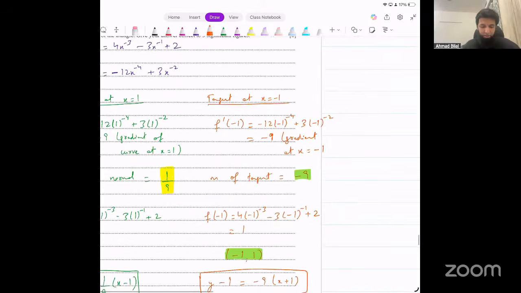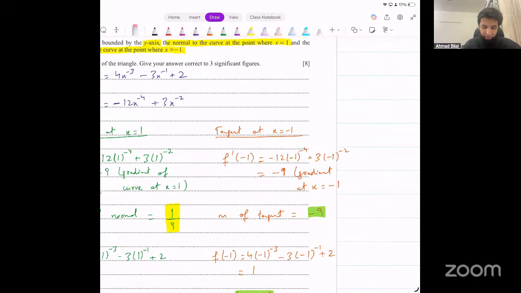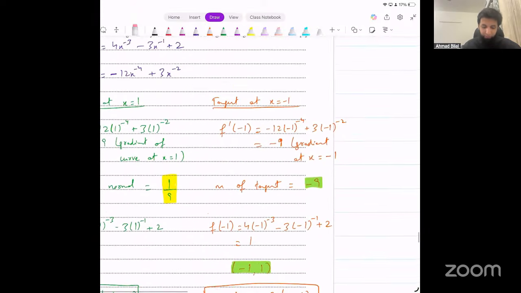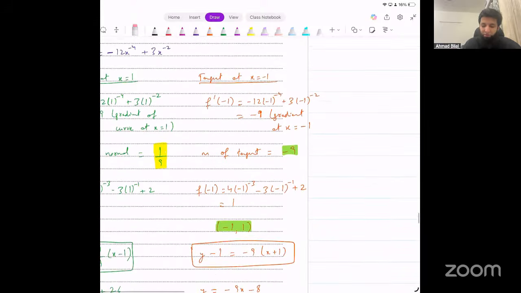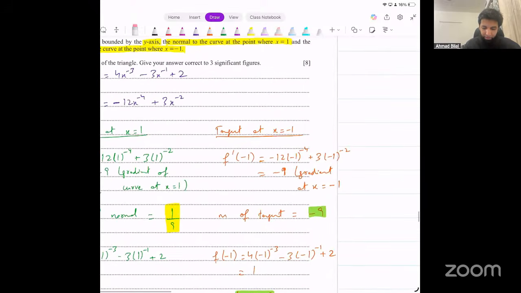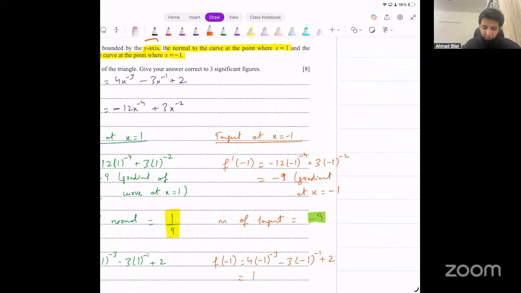Okay, let me see. We had the function given. We found the derivative of that. The normal at x equals 1 turned out to be this. And then the tangent at that other point turned out to be negative 9. So we've got a tangent and a normal, and they're also perpendicular to each other, even though they are at different points. So that's correct. Then they asked us to find the area of that triangle, which they make with the y-axis.